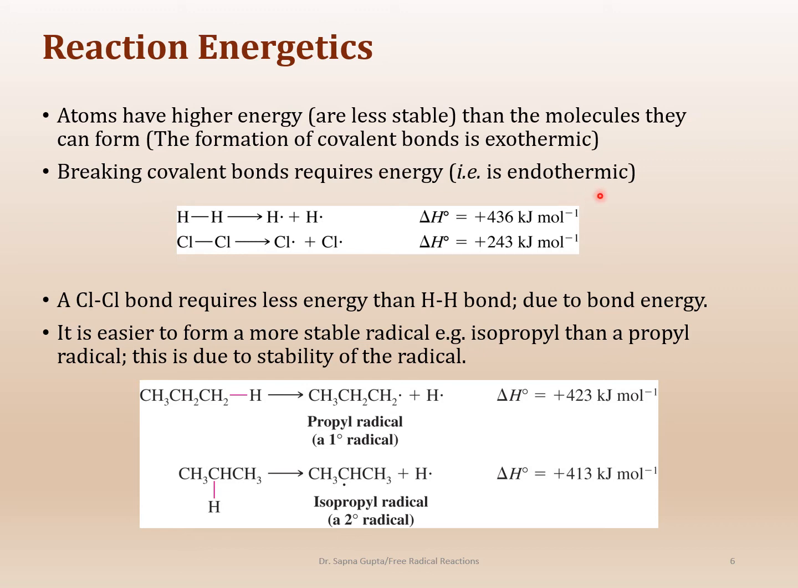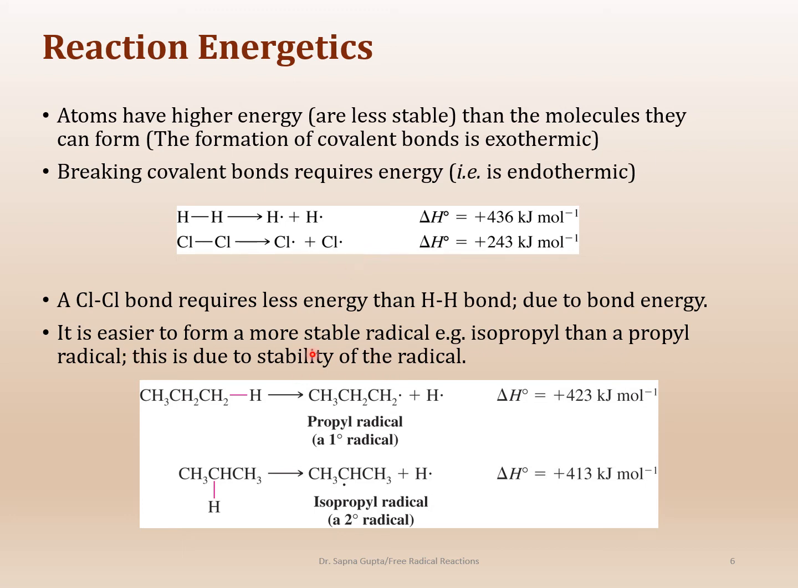And so the reverse step is endothermic, which means that you require energy to break a bond. For example, if you were to break a hydrogen-hydrogen bond, you would need 436 kilojoules per mole of energy. And for Cl2, you would require only half of that. So it is easier to break a chlorine bond than a hydrogen bond. So if you're looking for a good initiator for your radical reactions, you're better off choosing chlorine than hydrogen. That's how you determine which radical to start with.